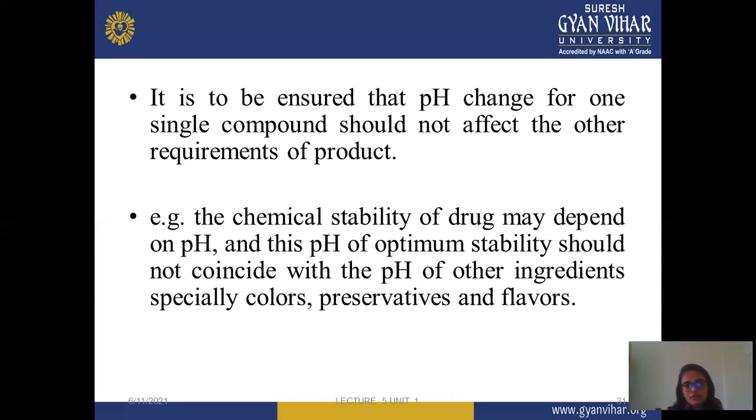For example, the chemical stability of a drug may depend on pH, and the pH of optimal stability should not coincide with the pH of other ingredients, especially color, preservative, and flavor. Suppose you're changing the solubility with the help of pH; there may be some chances that you use color, preservative, and flavor.